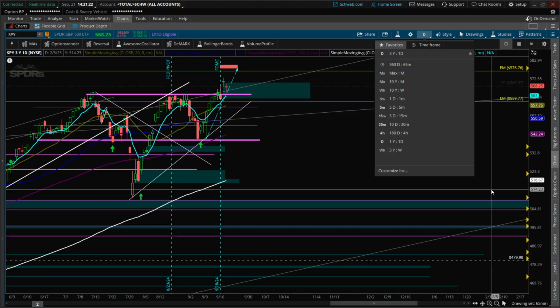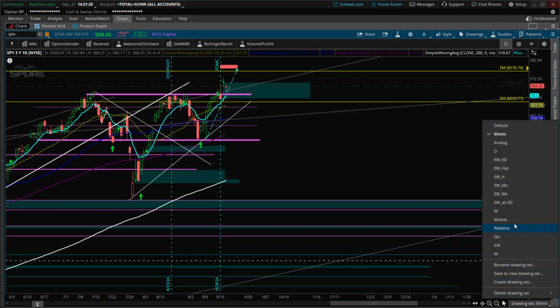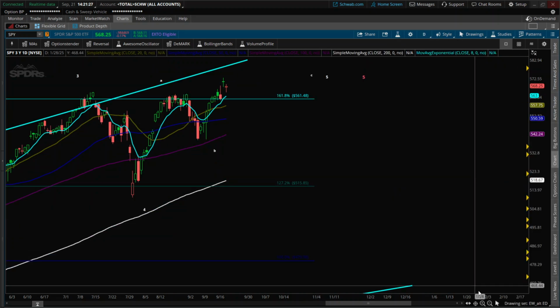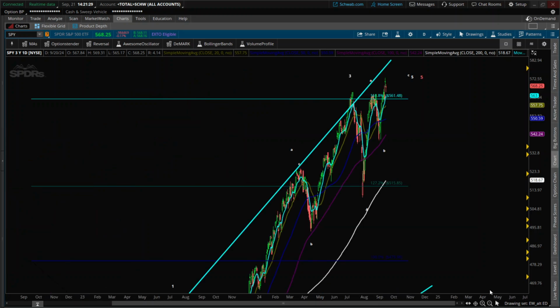Oh, let me show you the other board. This is kind of the pattern we're looking at. Expanding wedge.